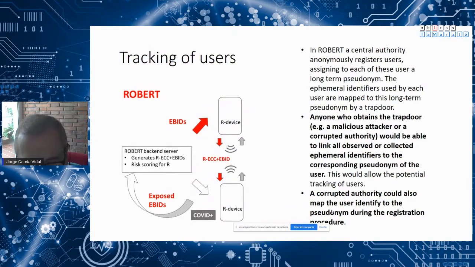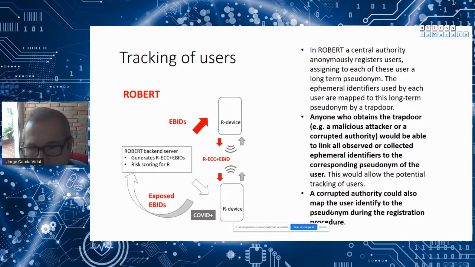Well, the centralized system has two main vulnerabilities. I'm not going to go into detail. You have here in the slides more details. But essentially, the main vulnerability of the ROBERT system is that if somebody attacks the server and obtains the list of EBIDs and obtains the trapdoor, the key that has been used to generate the EBIDs, could he make a match between EBIDs, the broadcast identifiers, and identities of the users? This in theory is not possible, but if there is an attack, there is some possibility of this happening.